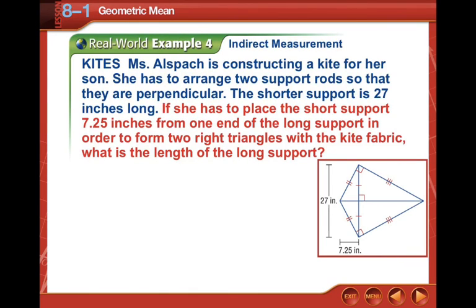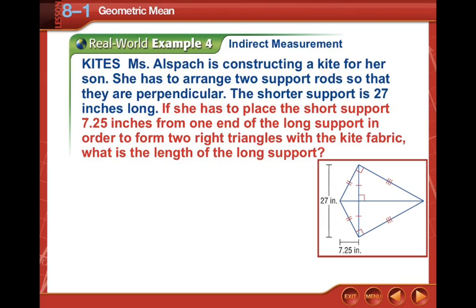Our next problem: Miss A, I don't know how to pronounce her name, is constructing a kite for her son. She has to arrange 2 support rods so that they are perpendicular. The shorter support is 27 inches long. If she has to place the short support 7.25 inches from one end of the long support in order to form 2 right triangles with the kite fabric, what is the length of the long support?